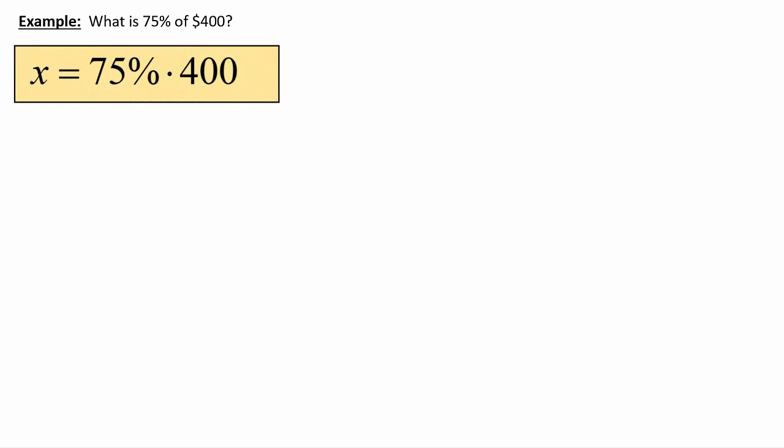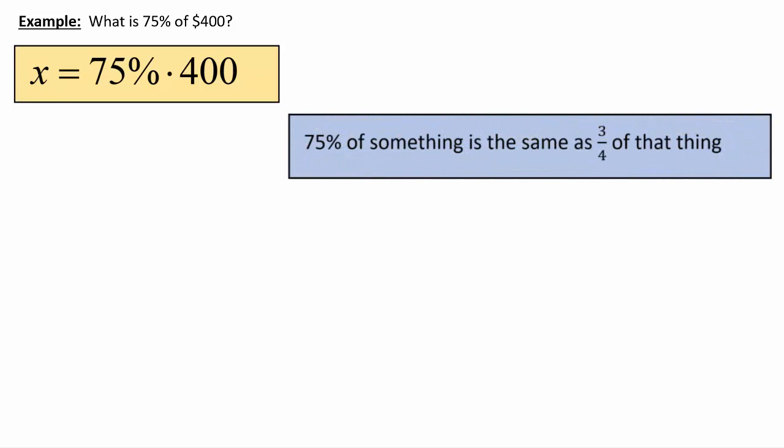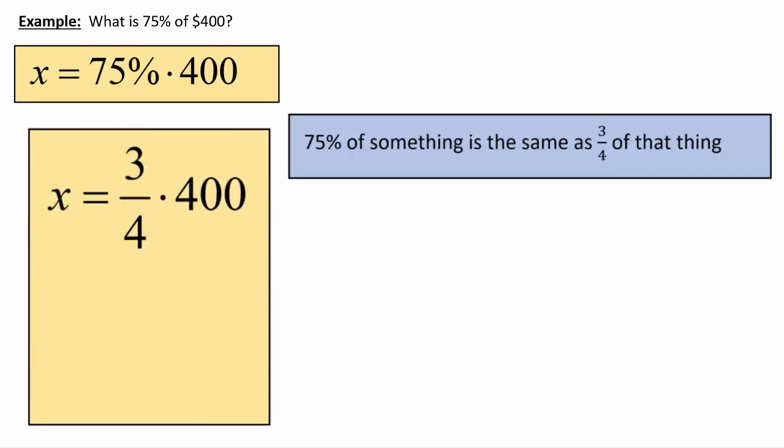Example, what is 75% of $400? Well, that's x, is equals, 75% of times 400. So x equals 75% times 400. Well, 75% of something is the same thing as 3/4 of that thing. So I think the fractional form would be easier to use here. X equals 3/4 times 400.